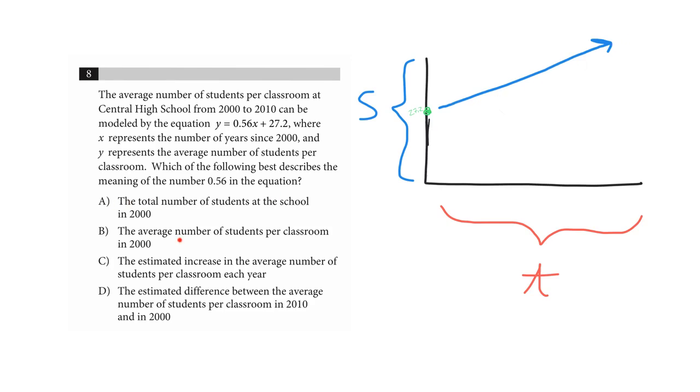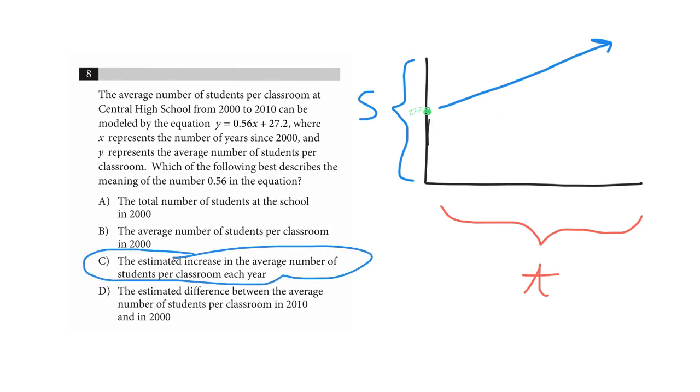So let's look for an answer choice that reflects what I just said. Total number of students at the school in 2000. Well, no, that's incorrect. There were 27.2 students in the year 2000. Average number of students per classroom in 2000. Well, no, in 2000 it was right here. The average number of students was 27.2. So 27.2 is a number associated with answer choice A and B. The estimated increase in average number of students per classroom per year. That's definitely the answer right there, okay?